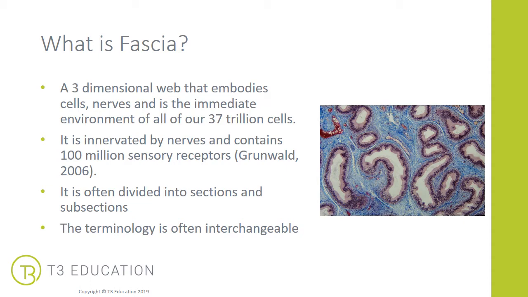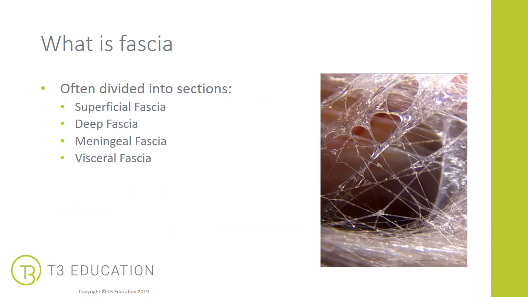It's often divided into sections and subsections, depending on the area of the body that we're discussing. And what's really interesting is the terminology for fascia is often interchangeable, as it's fairly new within research and anatomy. A lot of the research that is out there uses variable terms, but discusses the same area of fascia. So, it's often divided into four main sections. We have the superficial fascia, the deep fascia, the meningeal fascia, and the visceral fascia. So let's explore each one.